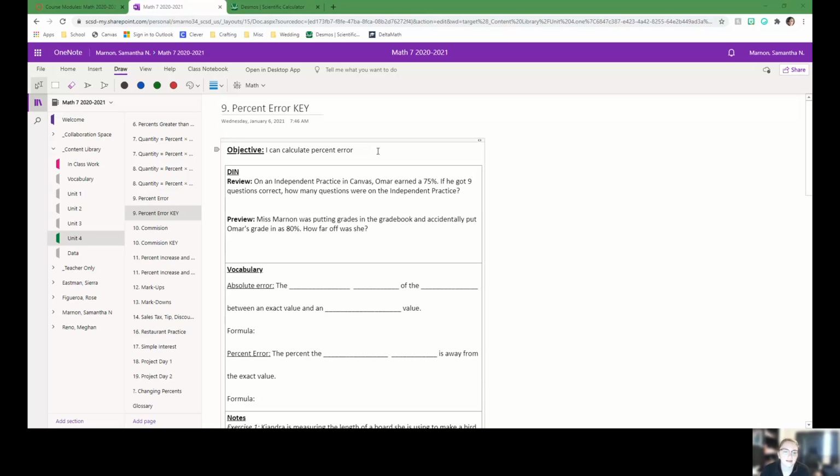Hi guys, so this lesson is on percent error, which is something that you're going to use a lot, especially in your science classes when you do labs. Oftentimes you're asked to figure out how far off you were, and that's using percent error.